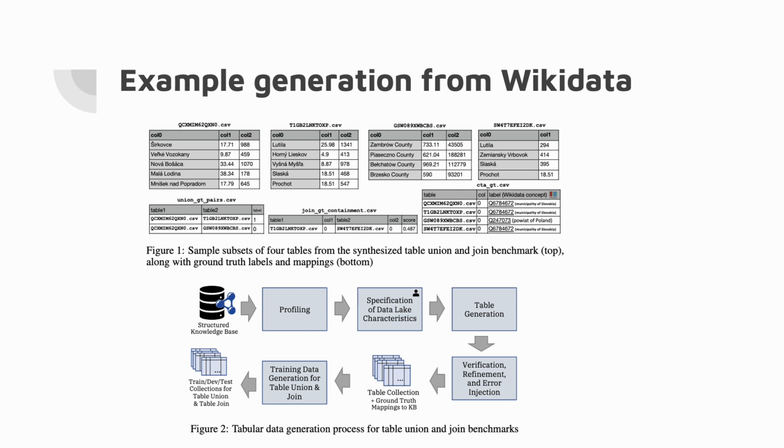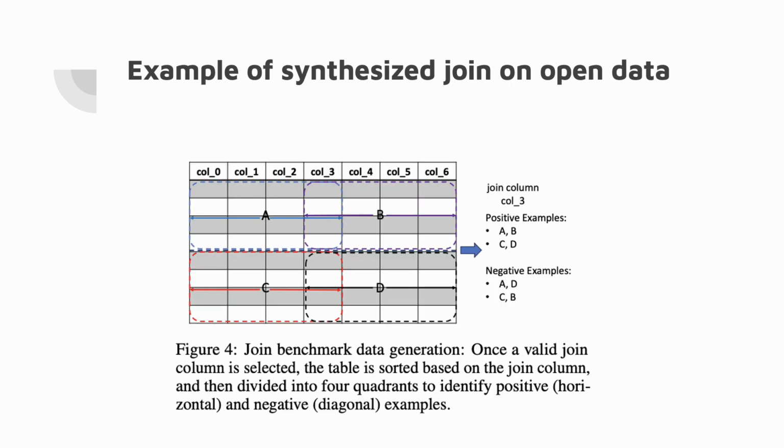This is an example of generation from Wikidata. You can see that the unionable columns are entities which are municipalities of Slovakia, and there are some attributes of those particular municipalities. We can also see a new table which has a similar sort of information, but from Poland. So fundamentally, what we're doing here is using the ground truth in Wikidata to split up the tables into unionable and joinable tables.